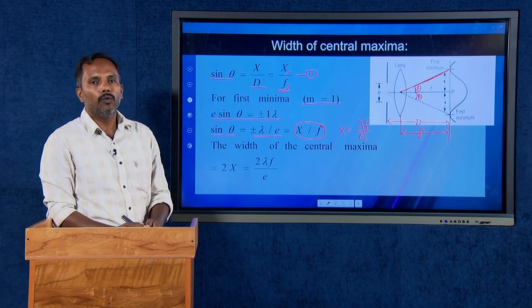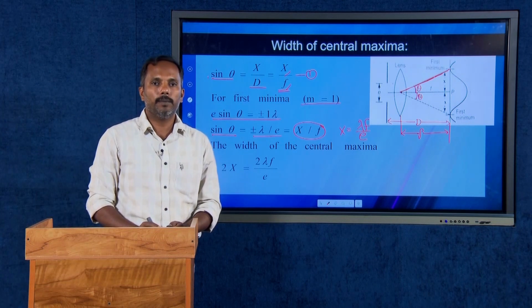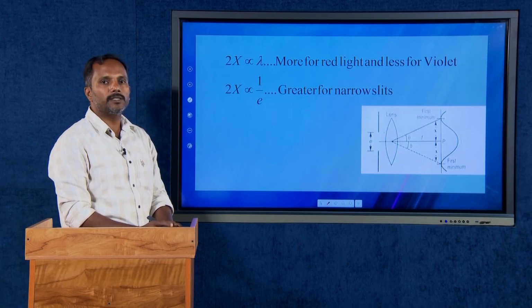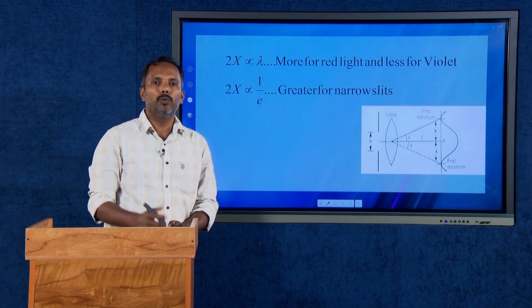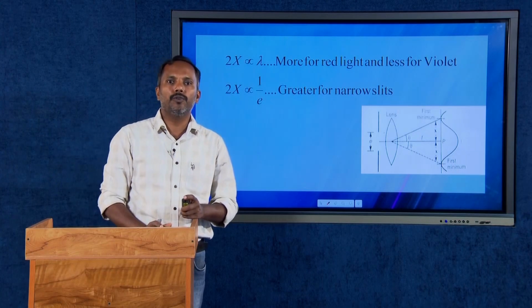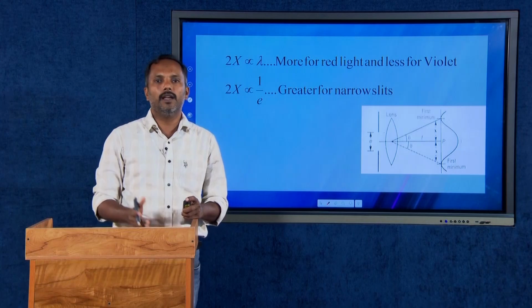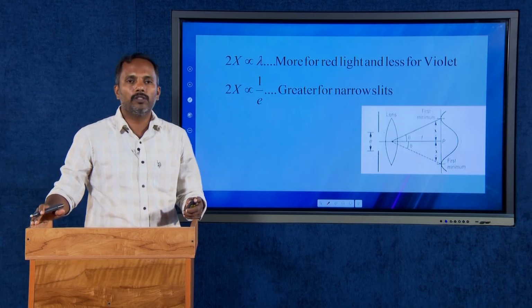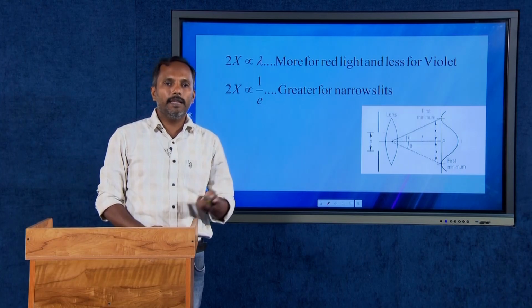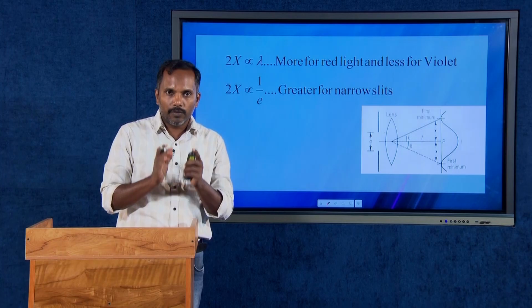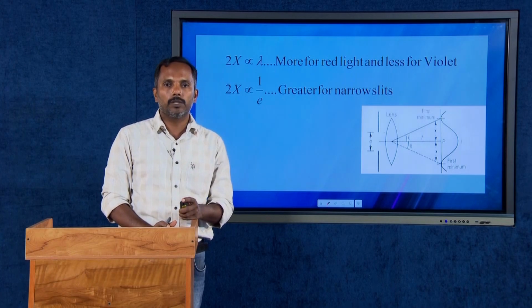So, this will be the width of the central maxima, and again this width of central maxima 2x is directly proportional to the lambda, which means that width will be more for the red light and it is less for violet light. And 2x, the width of the central maxima, is again inversely proportional to the slit width. That means the width of the central maxima will be greater for the narrow slit.